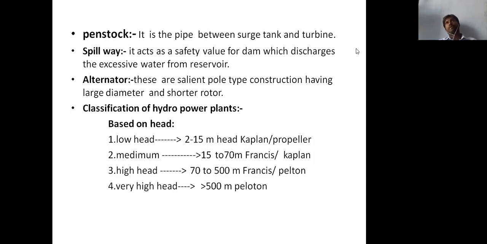Based on head, power plants can be divided into four types. One is the low head power plant, 2 to 15 meters, using Kaplan and propeller turbines. Medium head power plant, 15 to 70 meters, uses Francis and Kaplan turbines. High head power plant, 70 to 1500 meters, uses Francis and Pelton wheel. Very high head, greater than 1500 meters, uses Pelton wheel turbines. The next one.